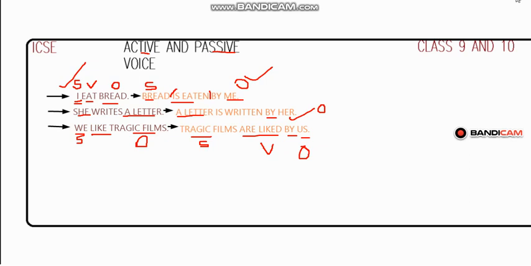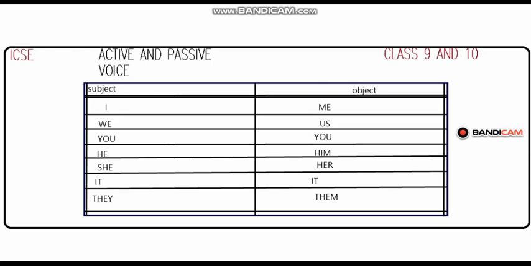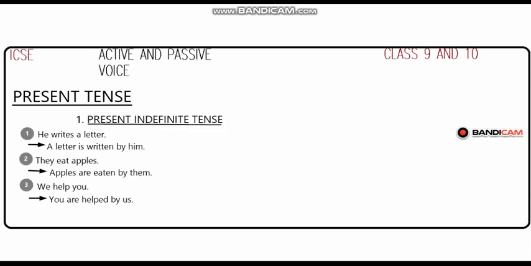Now let's move forward. We will see how we change subject into object and object into subject. If we are saying I, we change it into me. We becomes us. You will remain you only. He becomes him, she becomes her. It will remain it, and they will change into them. These are some of the things which you have to keep in mind, and it is easy, you can memorize it easily. Now let's study how to change the tenses of the verbs.